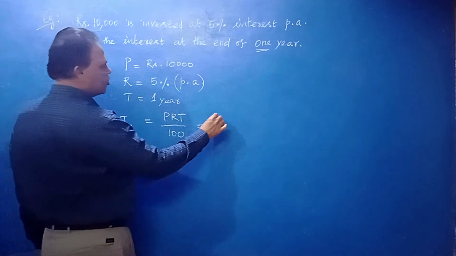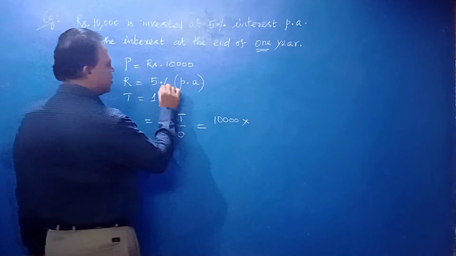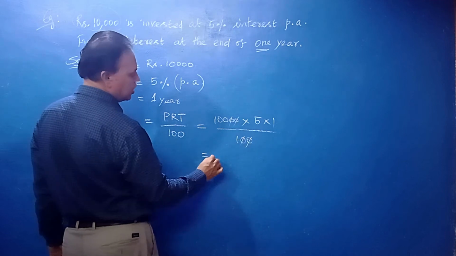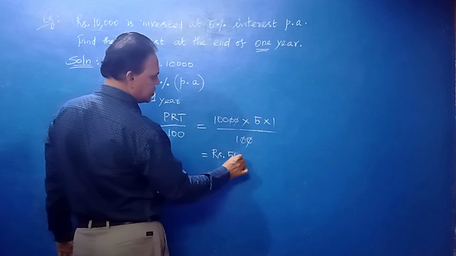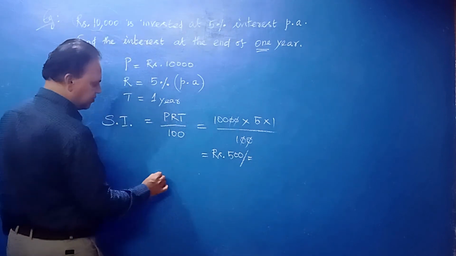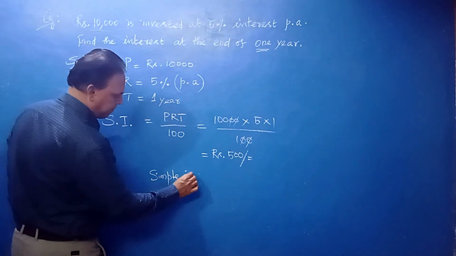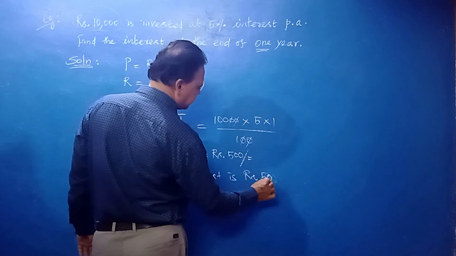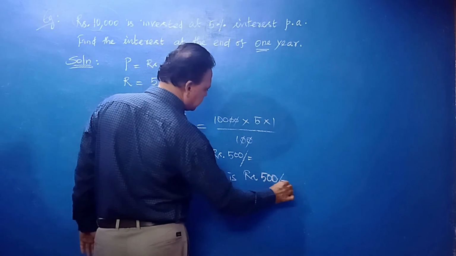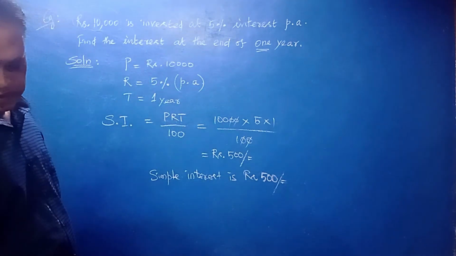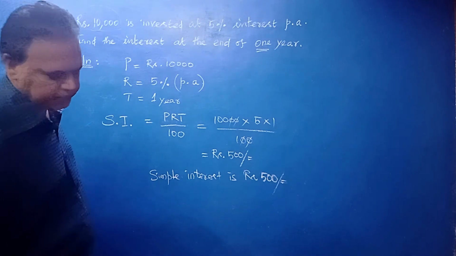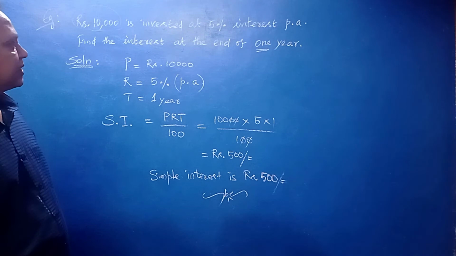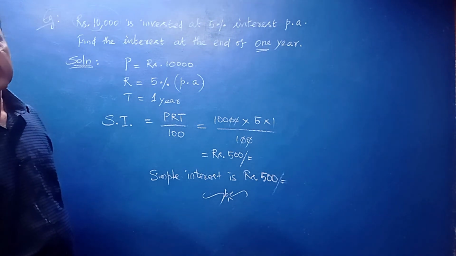That is equal to, what is P here? 10,000 into, what is the rate of interest? 5 into 1 by 100. So 20 you can cut. Means here 100 into 5, 500 rupees. 500 is the extra interest payment you have to pay to the bank. Therefore, simple interest is rupees 500. Easily you can calculate interest. Now we will see some examples.